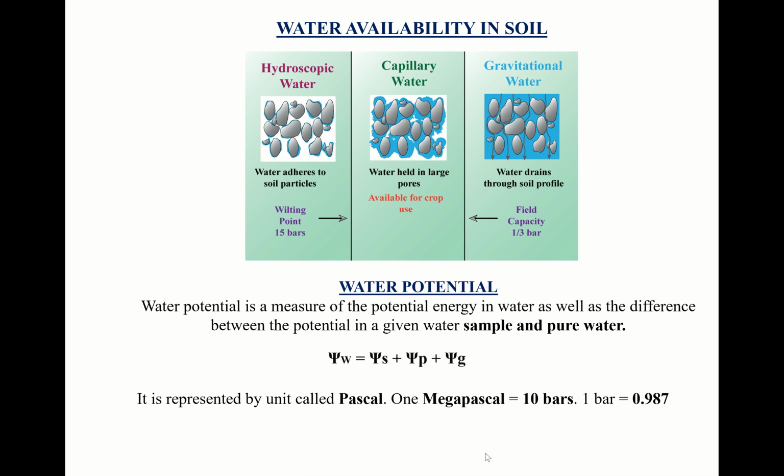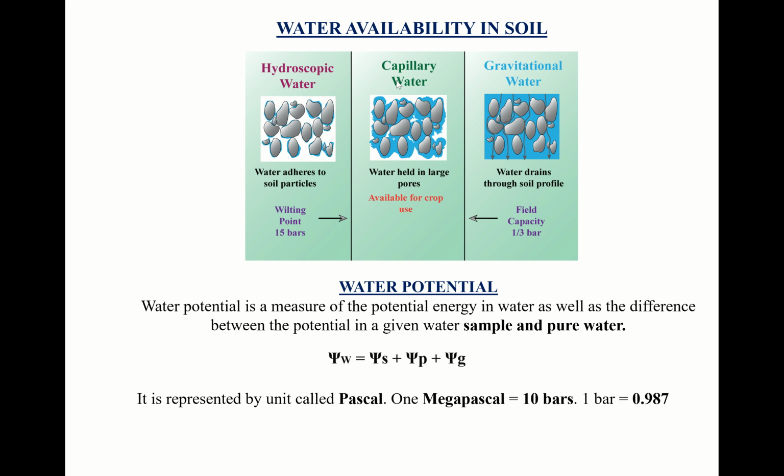Water is essential for plants because it mainly promotes plant growth, and it also helps in all the metabolic and physiological processes of the plant. So it is very important for any living organism. So how it is available for the plants means it is available for the plants in the form of capillary water.